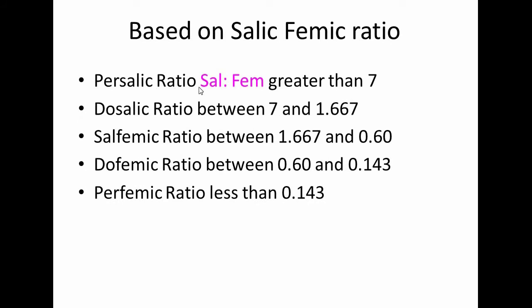And this ratio is determined by finding the values for the salic as well as the femic minerals. When we determine the salic femic ratio, and it is found to be greater than 7, we call it a persalic rock. When the ratio is between 7 and 1.667, it is called dosalic. Between 1.667 and 0.60 it is salfemic, and between 0.60 and 0.143 it is dofemic. It is called perfemic when the ratio is less than 0.143.